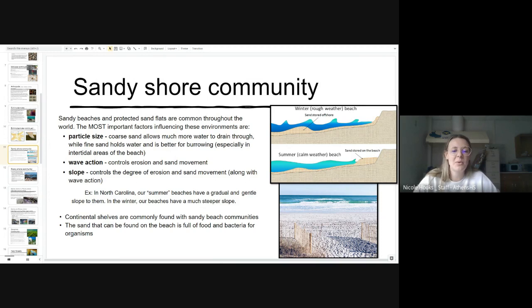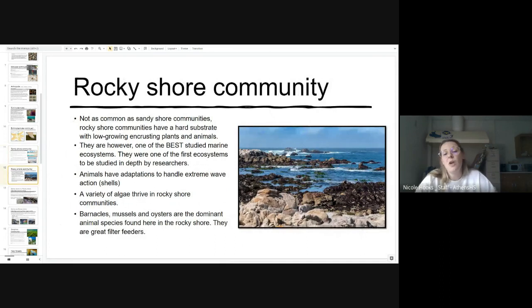And lots of organisms found on the beaches here are full of food and bacteria for other organisms, so there's plenty of life living within the sand. The next is rocky shore. They're not as common as sandy shores, but they're probably the next most common. You'll find a lot of these more on the West Coast or northern regions.